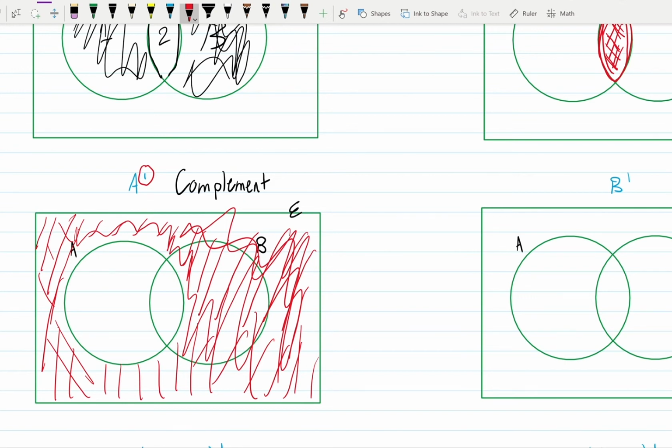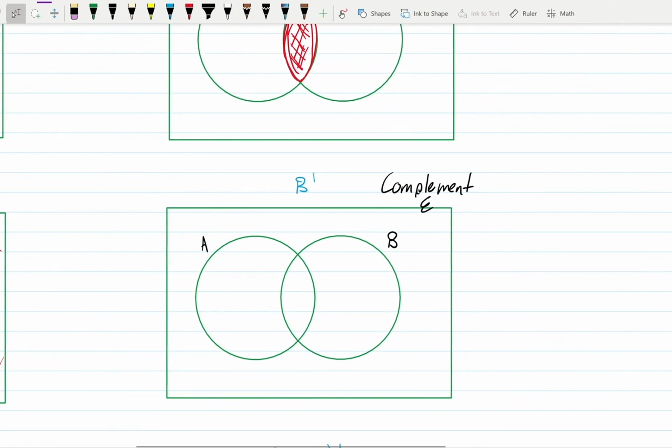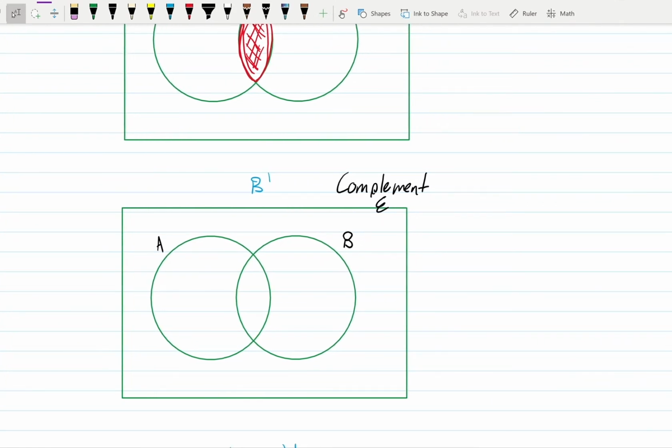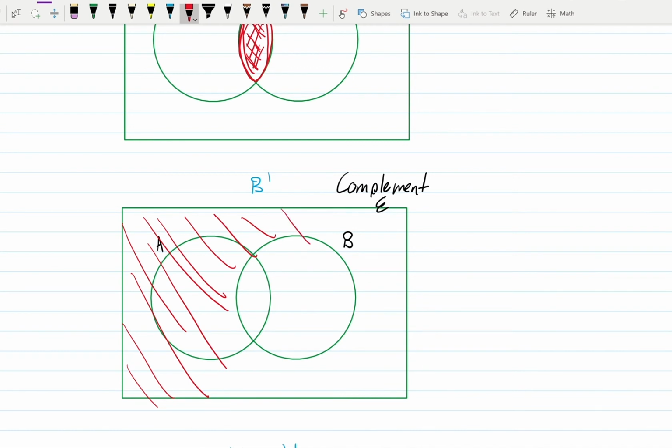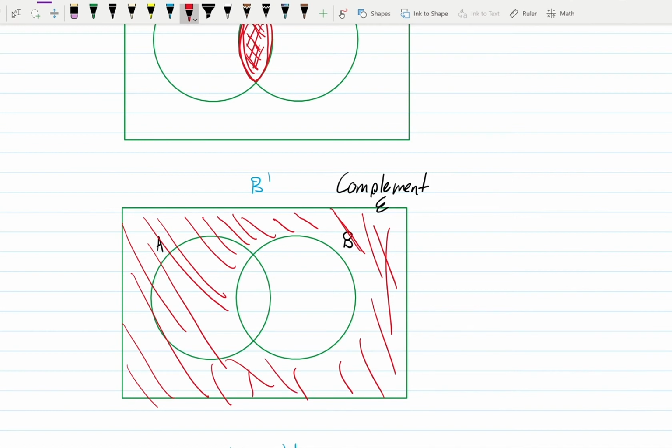So let's look at B complement. So B complement works basically the same. So it's going to be everything that is not within the B set. So we're going to shade everything except these two touching the B. So yeah, it's basically going to be everything that is not inside of B, including the region that's just encompassed by this bounding box here, right? So that's going to be B complement.